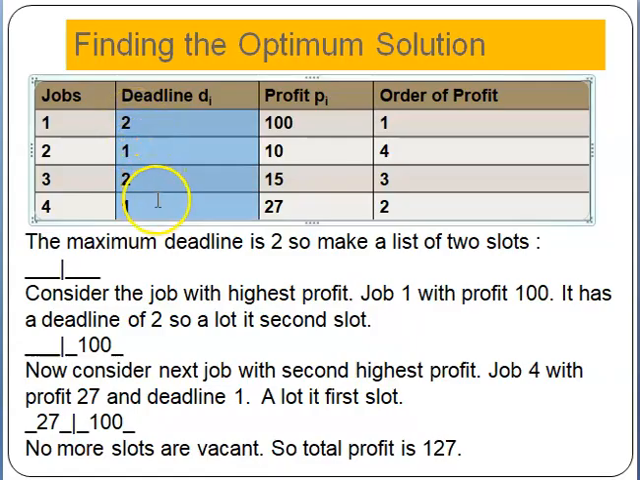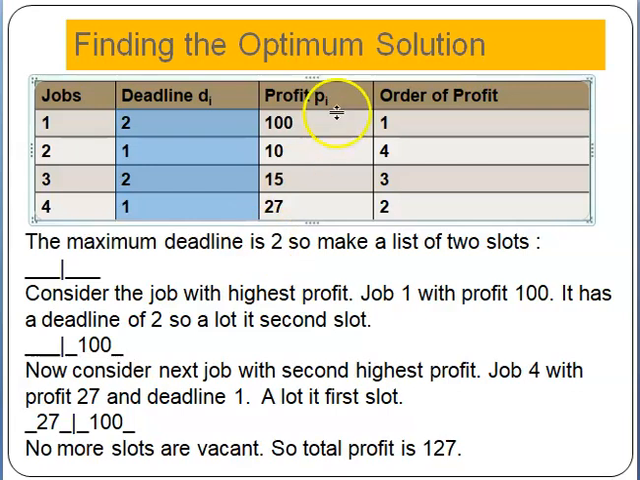Now we will consider these jobs in this new order, and then we look at the deadlines. What is the maximum deadline that we have here? We have 2 deadlines here, 1 and 2, so the maximum deadline is 2. So we will make 2 slots. That means only 2 jobs can get executed. There is no way to execute all the 4 or 3 jobs. Maximum 2 jobs can get executed.